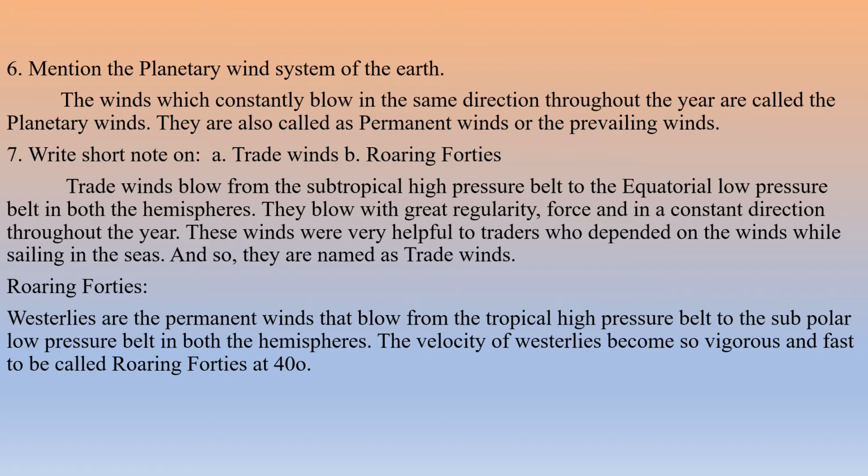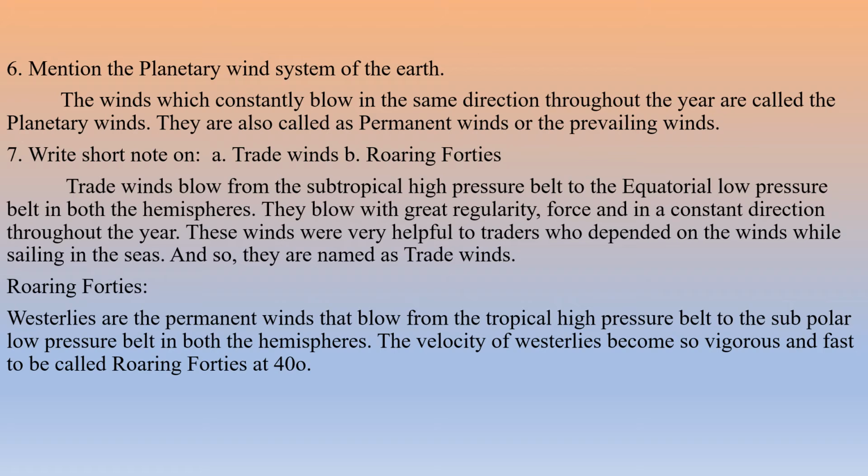The second one is roaring forties. Roaring means what? The lion will roar. So like that, what is happening on this earth? Westerlies are the permanent winds that blow from the tropical high pressure belt to the subpolar low pressure belt in both the hemispheres. The velocity of westerlies becomes so vigorous and fast that they are called roaring forties at 40 degrees.